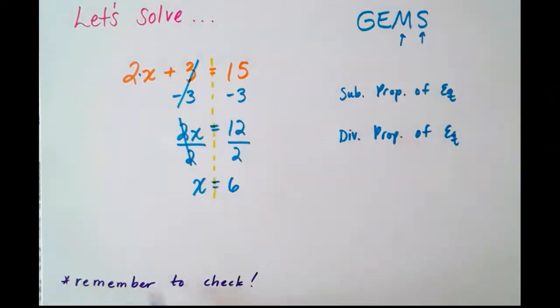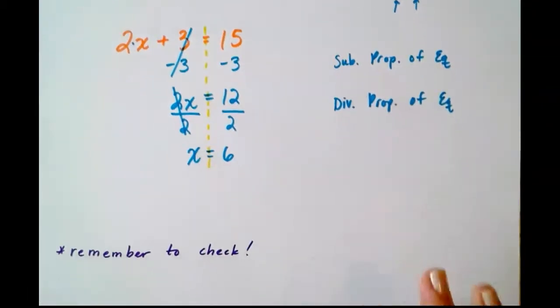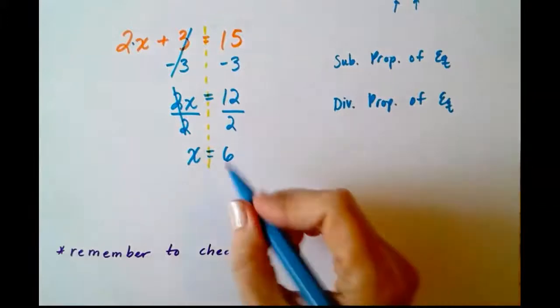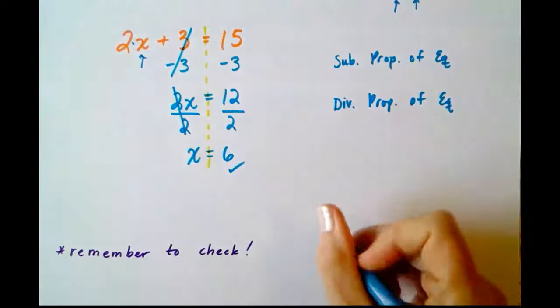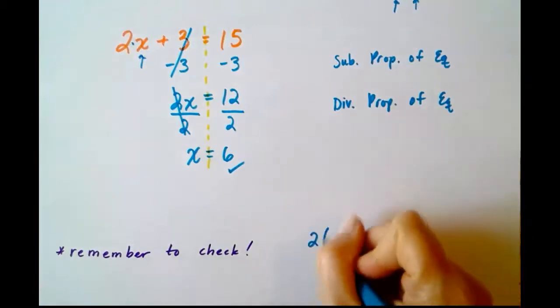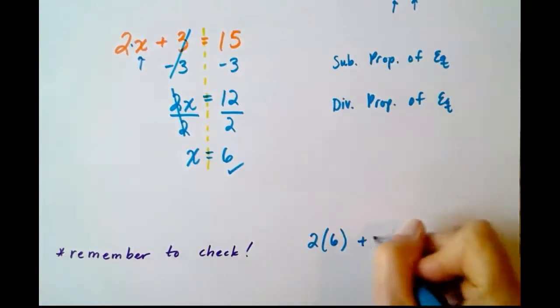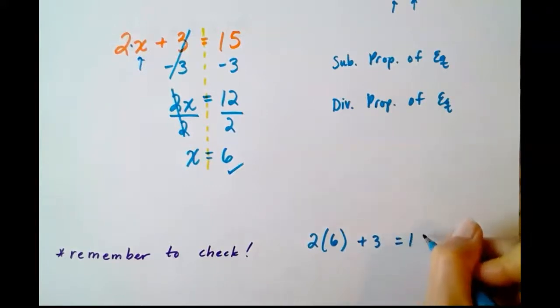So we're going to remember to check. We'll check it right down here at the bottom. So we're going to take that 6 and plug it back in for x using the substitution property. 2 times 6 plus 3 equals 15.